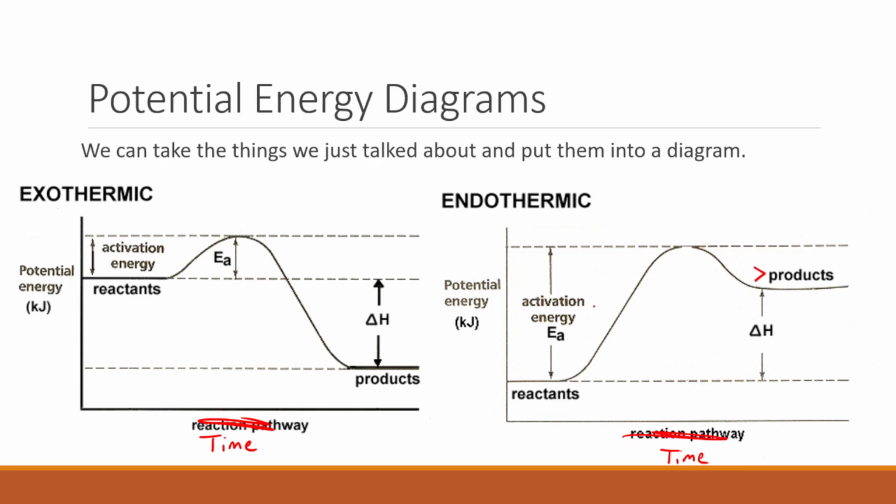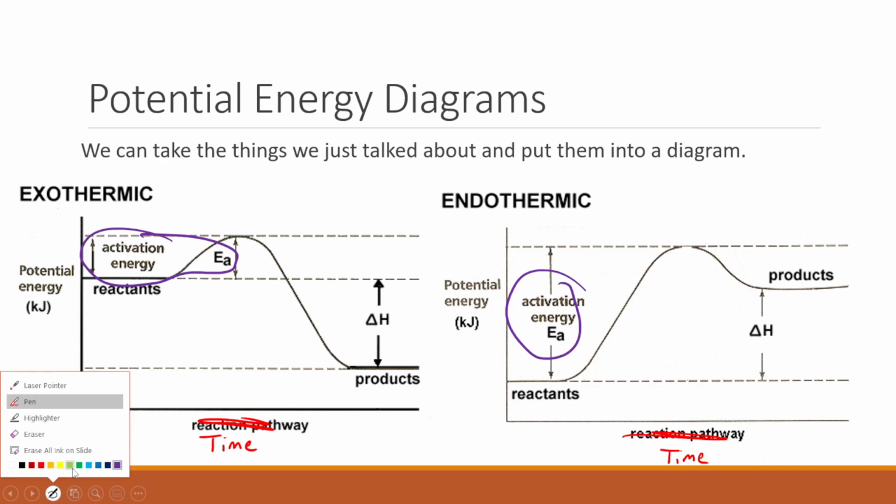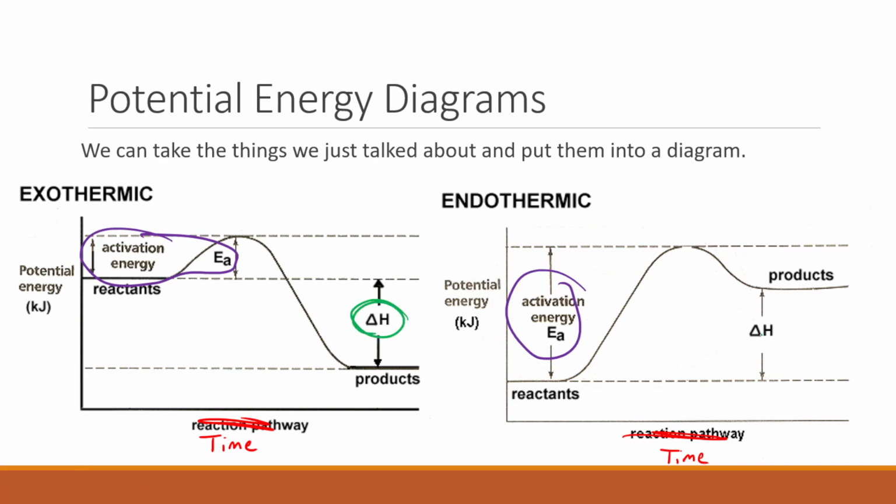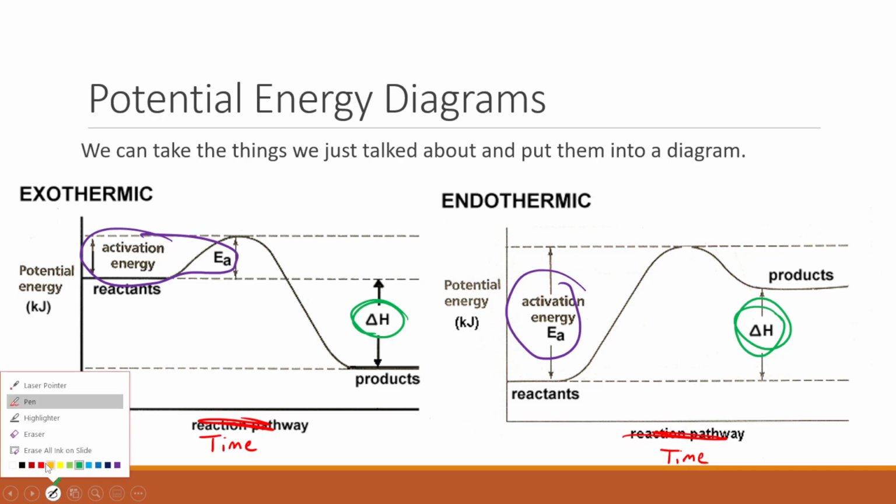Now let's look at these two other labels that we have here. Let's put one in purple. Gotta love purple. We've got activation energy, and we've got delta H. We're going to talk about each one in more detail before this video is over, but let's put some groundwork for them first. Activation energy is the amount of energy needed to start the reaction. Right? The amount of energy needed to start the reaction.